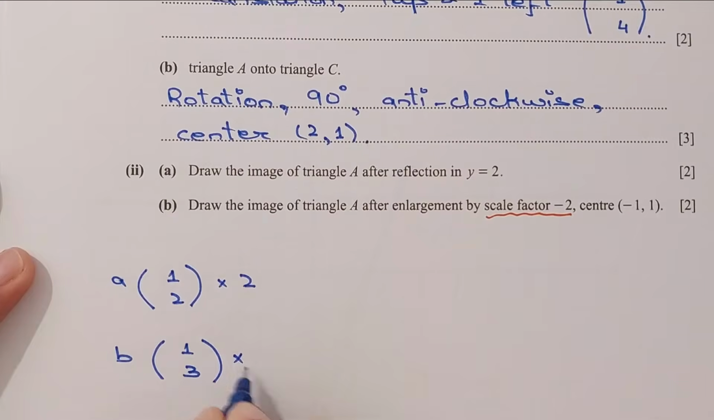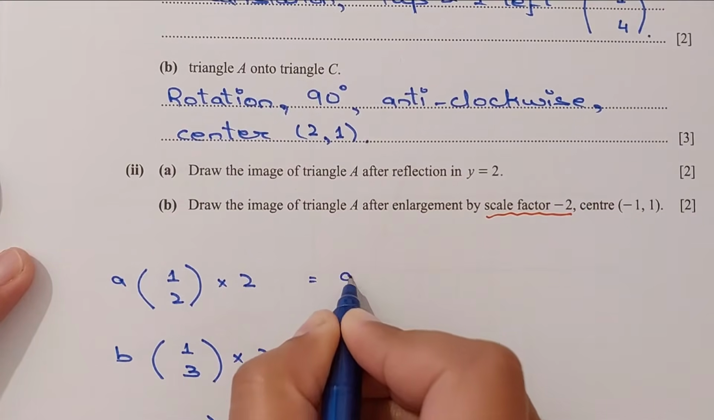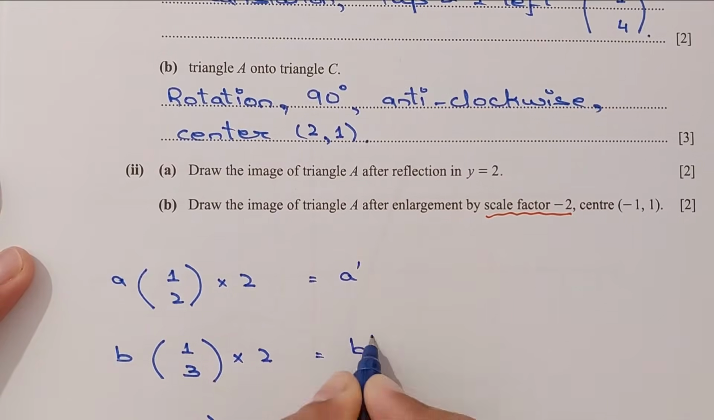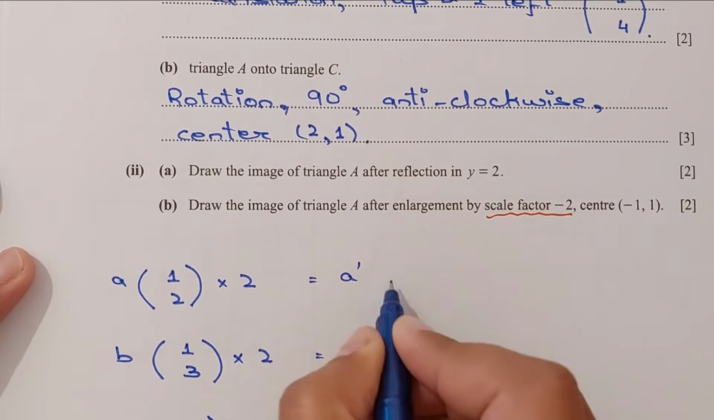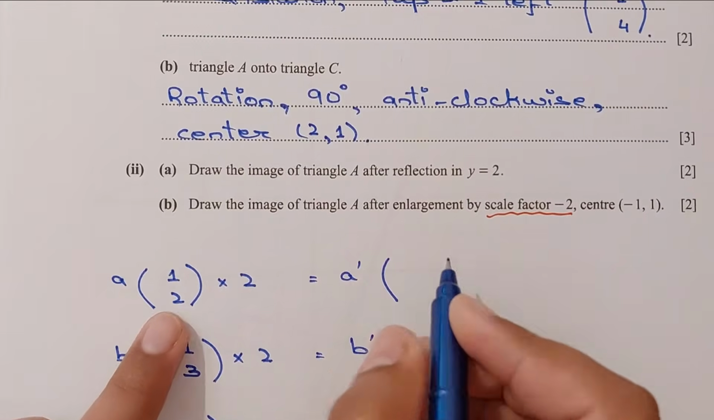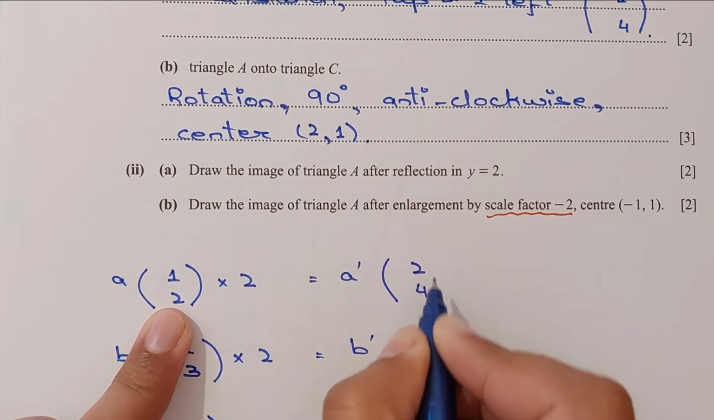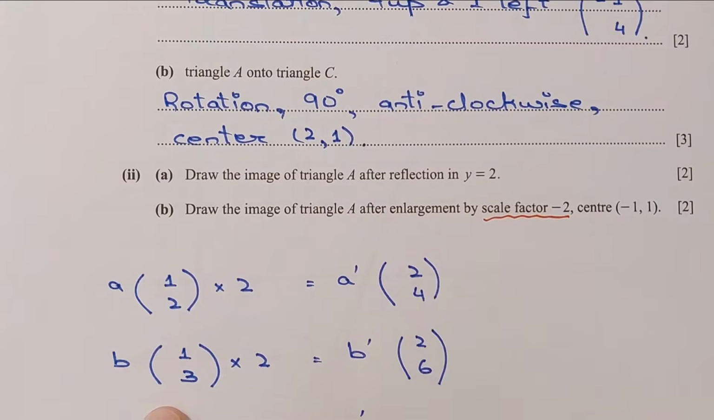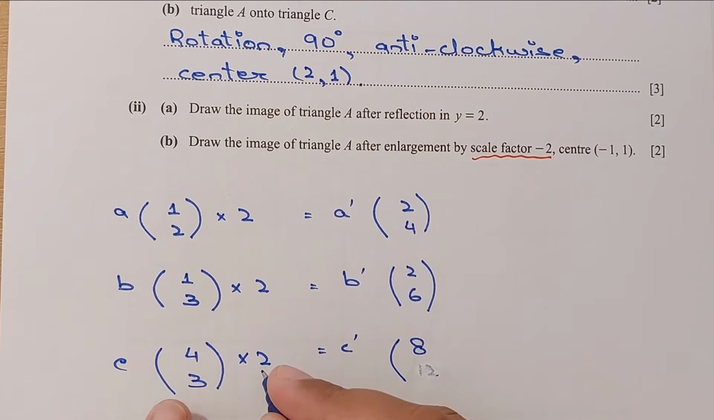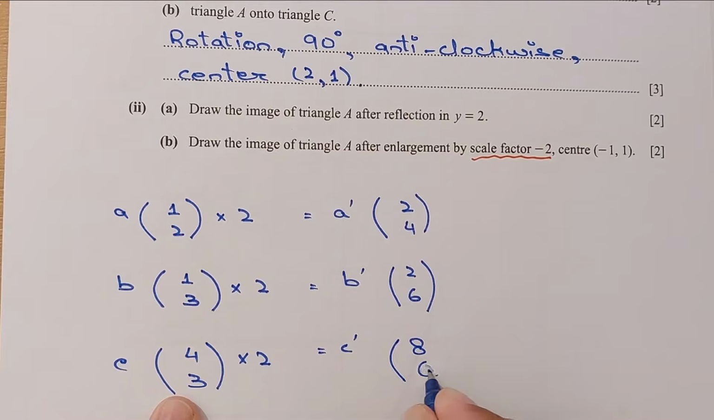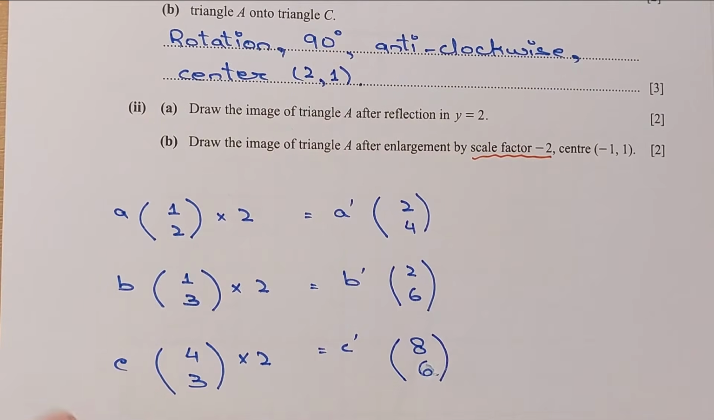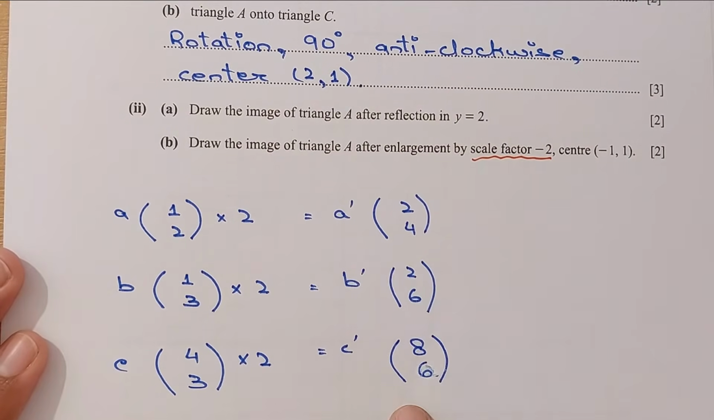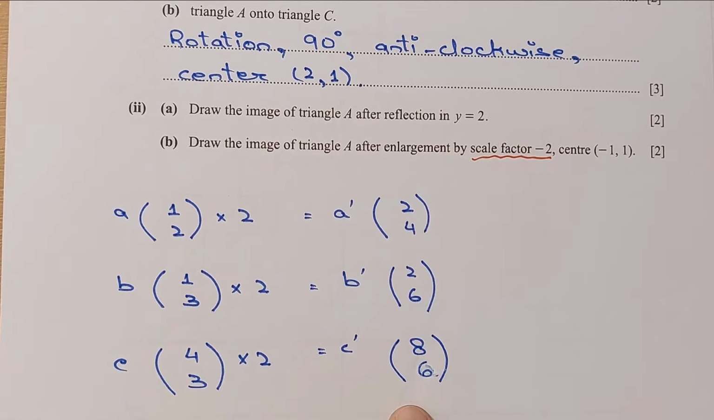Multiplying by 2, multiplying by 2, and multiplying by 2, the scale factor. Now the new coordinates A prime, B prime, and C prime. These are the new coordinates for the enlarged shape. So 1 times 2 is 2, 2 times 2 is 4, 1 times 2 is 2, 2 times 3 is 6, 2 times 4 is 8, and 2 times 3 is 6. Right. So now these are the coordinates for the enlarged shape, and these are the distances from the center.